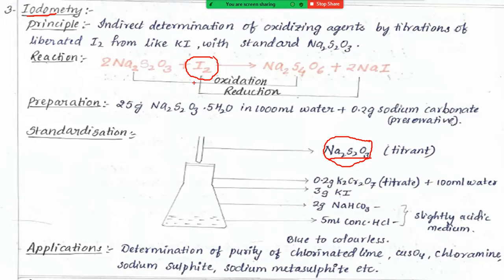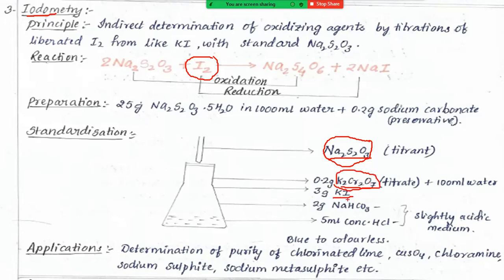So here, iodine will be liberated from the reaction. How will it be liberated? Here we can take potassium dichromate and potassium iodide. This potassium dichromate is used as a strong oxidizing agent. It is a primary standard solution, right? We have already learned about it.